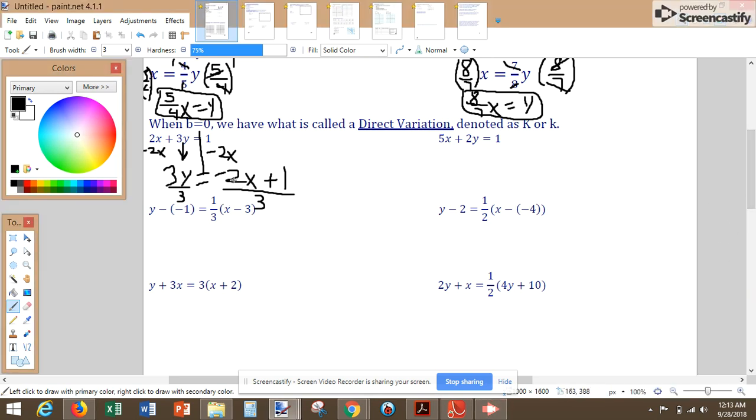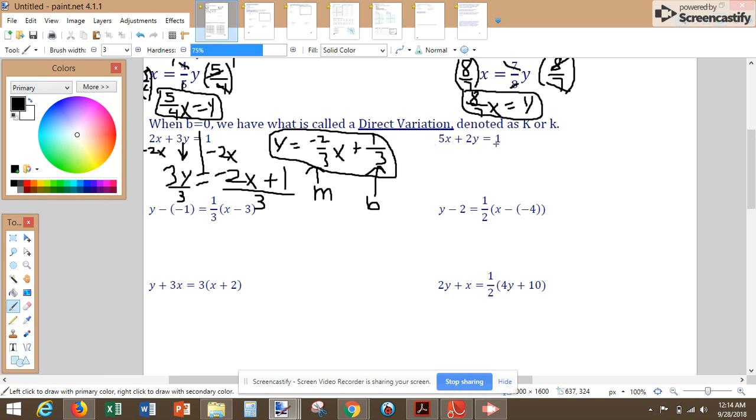From there, we can separate and decompose this into two parts. So we have y equals negative 2 over 3x plus 1 over 3. And that would be our answer. This is our slope-intercept form, where this coefficient is our slope m, and this coefficient for the constant is our b.